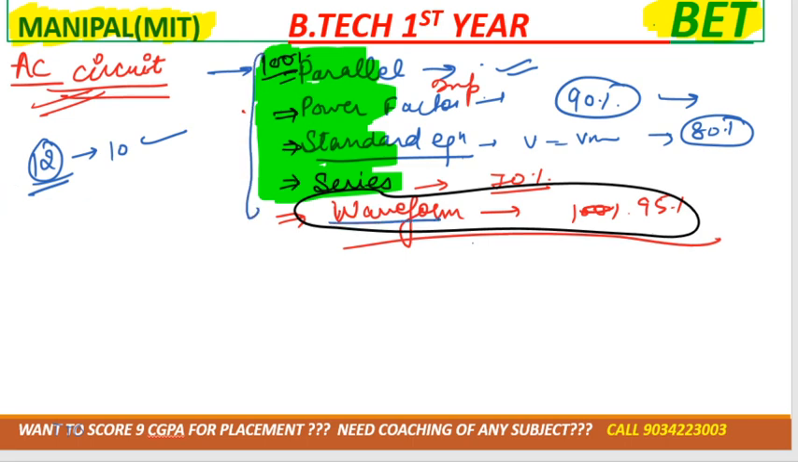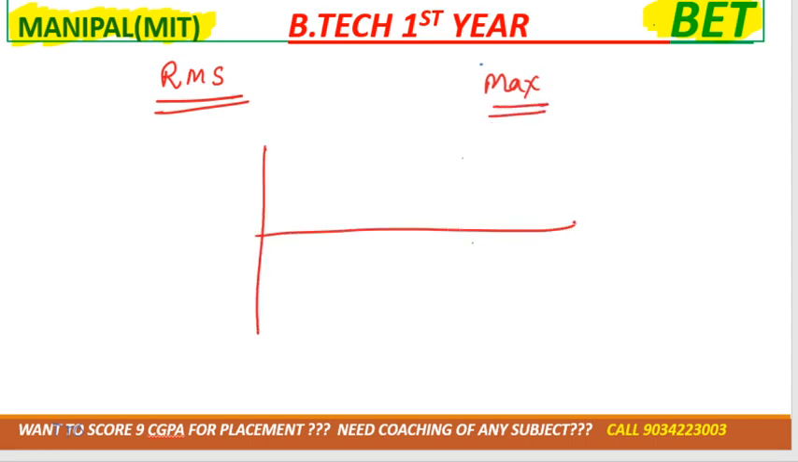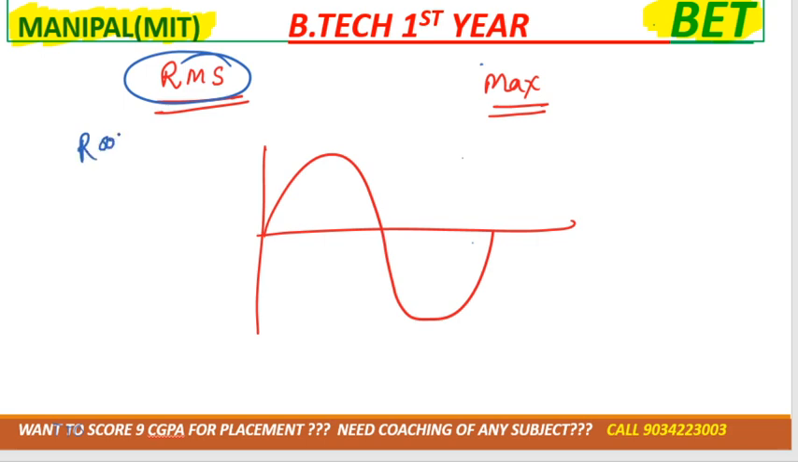Now I'm going to tell you about the waveform based question. See, for the waveform based question you need to learn the concept. There is RMS value and there is maximum value. So basically what is the RMS and the maximum value? RMS stands for root mean square and maximum stands for maximum only.